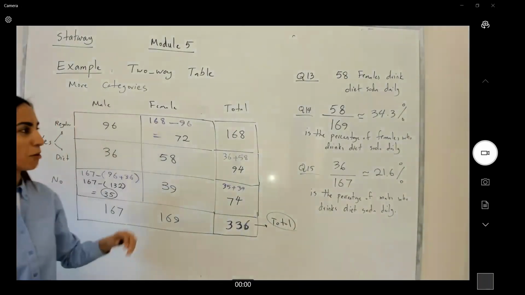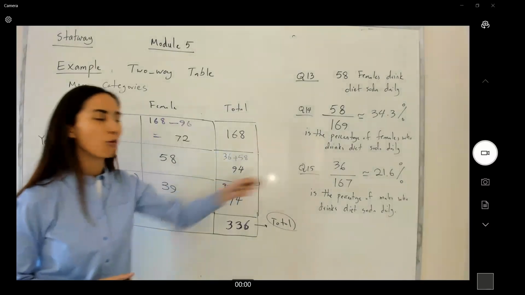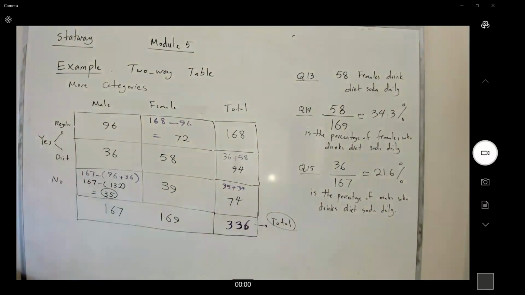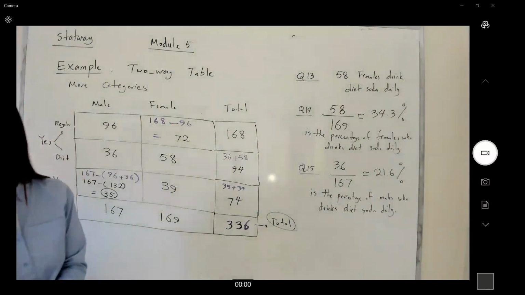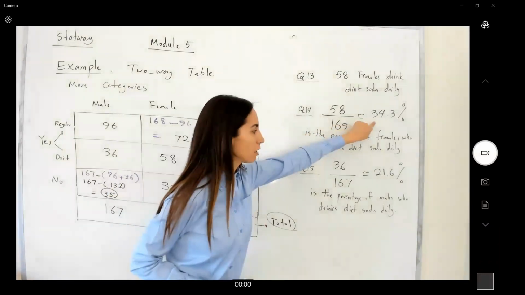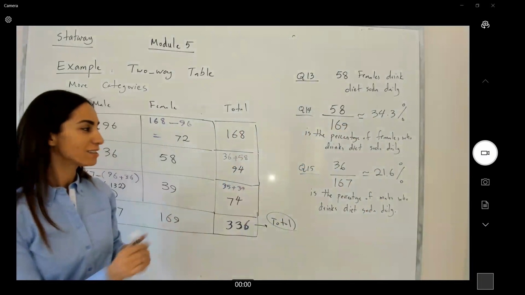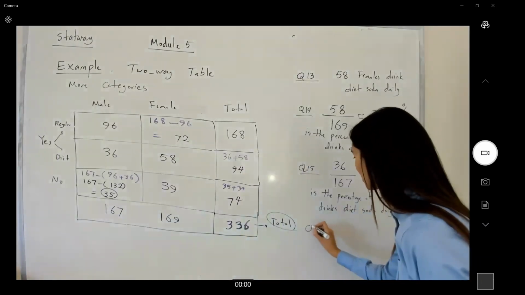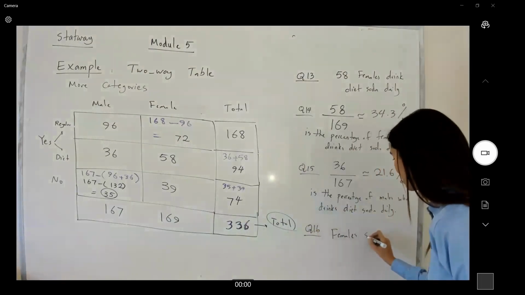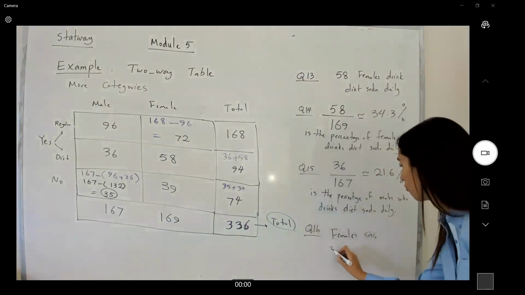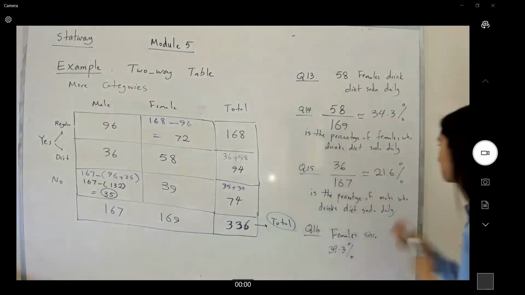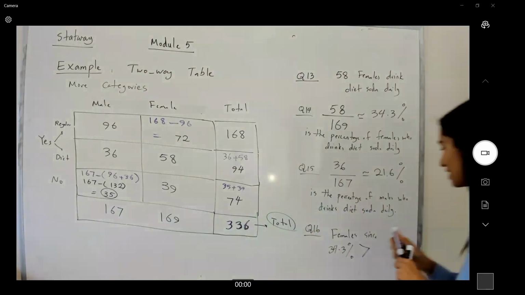Is it higher among women, among females, or among males? Which one? As you can see, the percentage for females is larger than the percentage for males. So the answer is females, since 34.3% is greater than 21.6%.